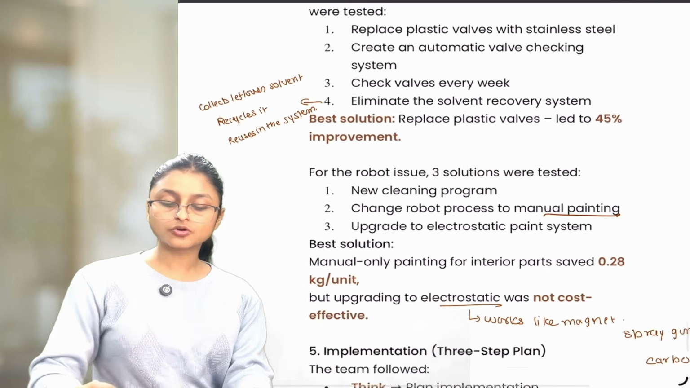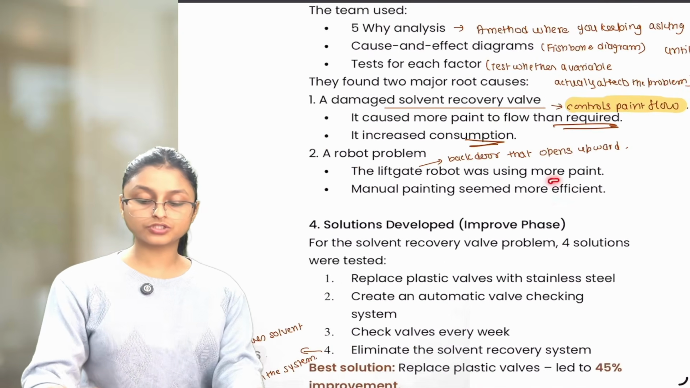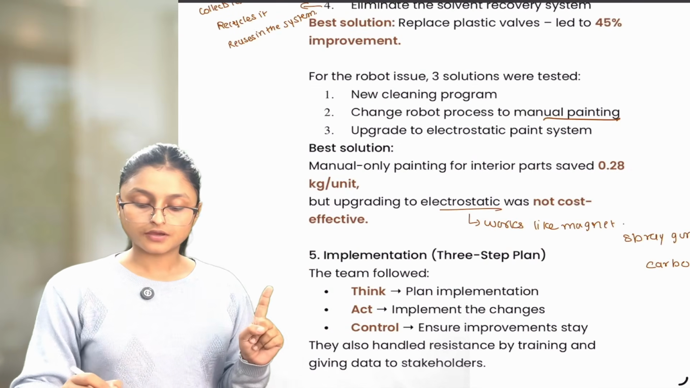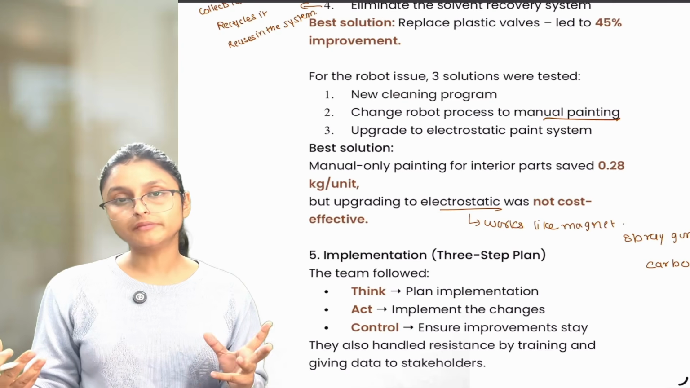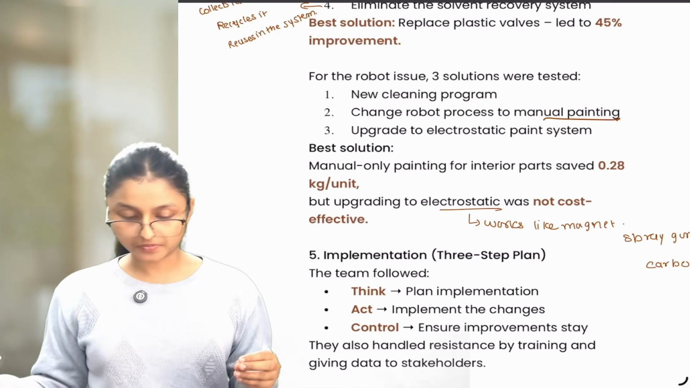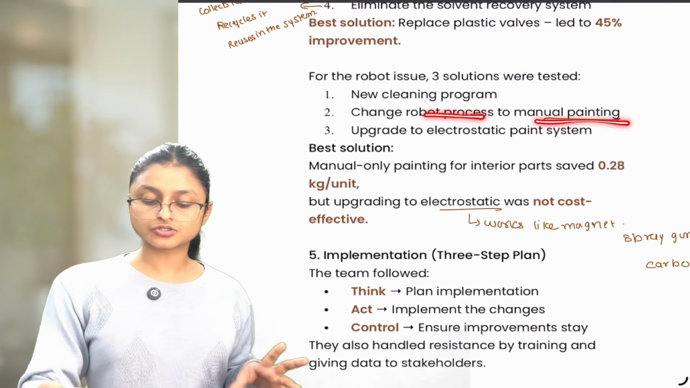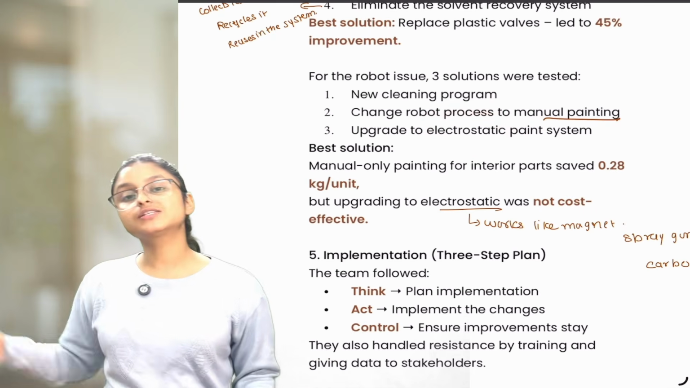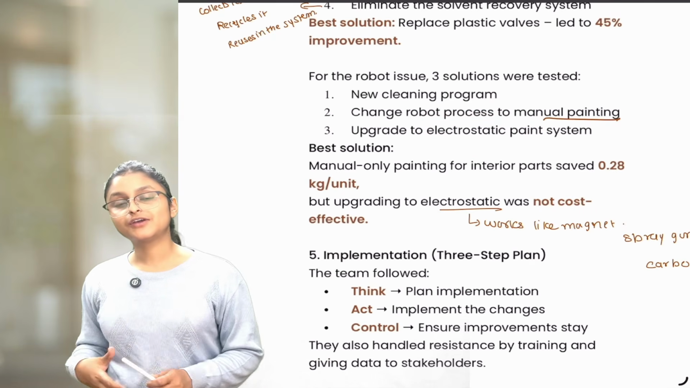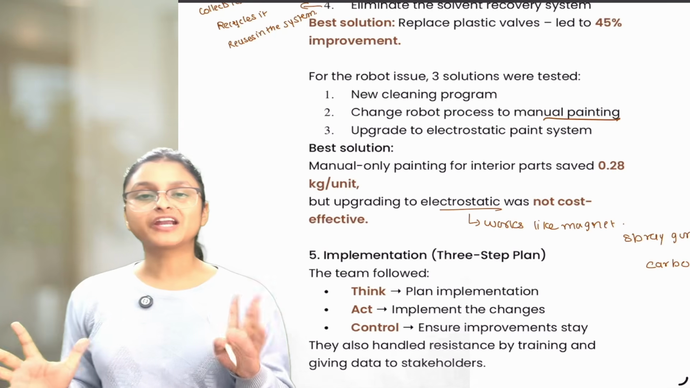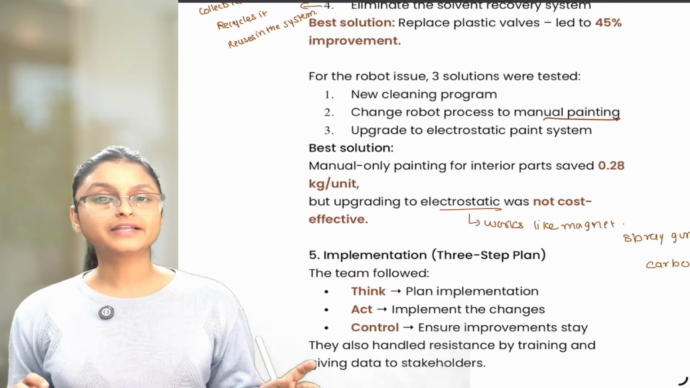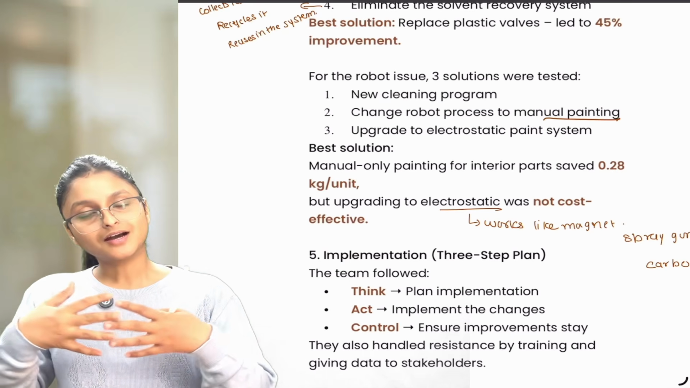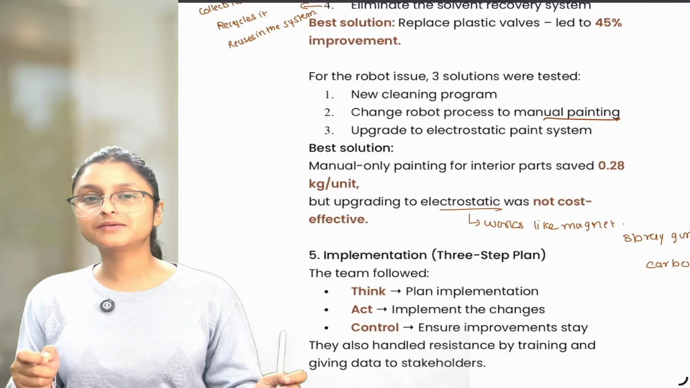Now for the robot issue, so robot was using more paint. So for this we tested 3 different solutions. We can use a new cleaning program so that robot can work properly. We can change the robot process to manual painting, or we can upgrade to electrostatic paint system. What is electrostatic paint system? When you use magnetic effect to paint the car. Car is negatively charged, paint is positively charged, so they get a magnetic effect, they get connected by themselves.